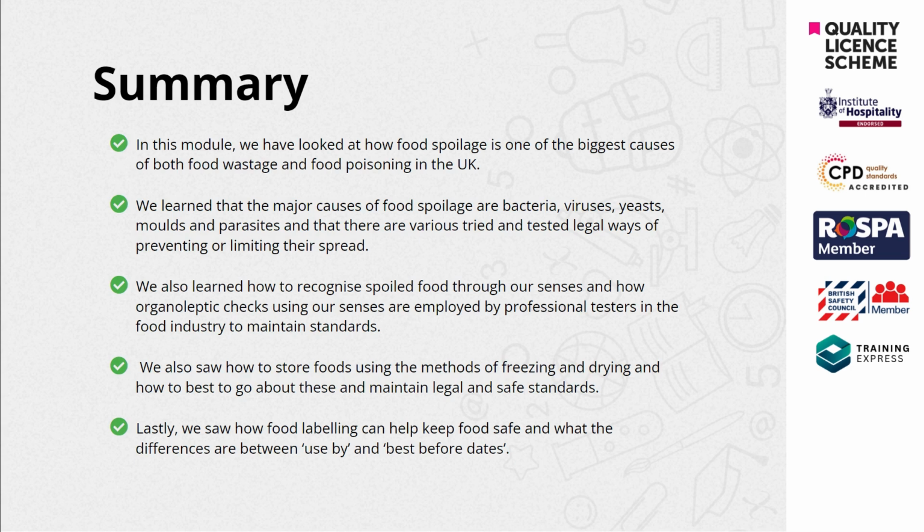We also learned how to recognize spoiled food through our senses and how organoleptic checks using our senses are employed by professional testers in the food industry to maintain standards. We also saw how to store foods using the methods of freezing and drying and how best to go about these and maintain legal and safe standards. Lastly, we saw how food labeling can help keep food safe and what the differences are between use by and best before dates.